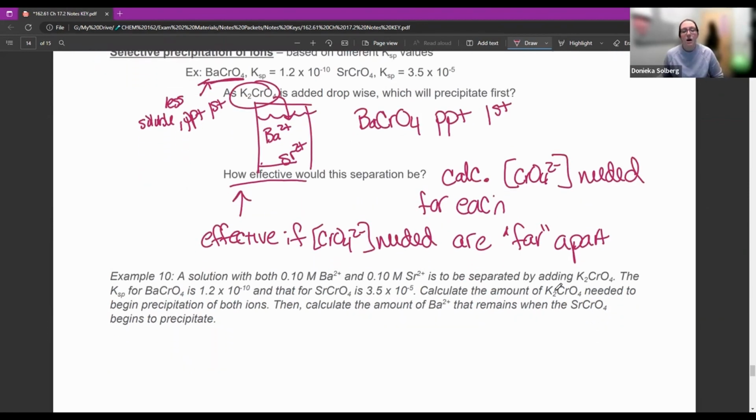Calculate the amount of potassium chromate needed to begin precipitation of both ions. So essentially we need to calculate what Q or K is going to be to precipitate, wherever that saturation line is. Then we need to calculate the amount of barium that would still be in solution when strontium starts to precipitate. Can I get the barium out before the strontium starts to precipitate? That's the whole question of whether this is effective.